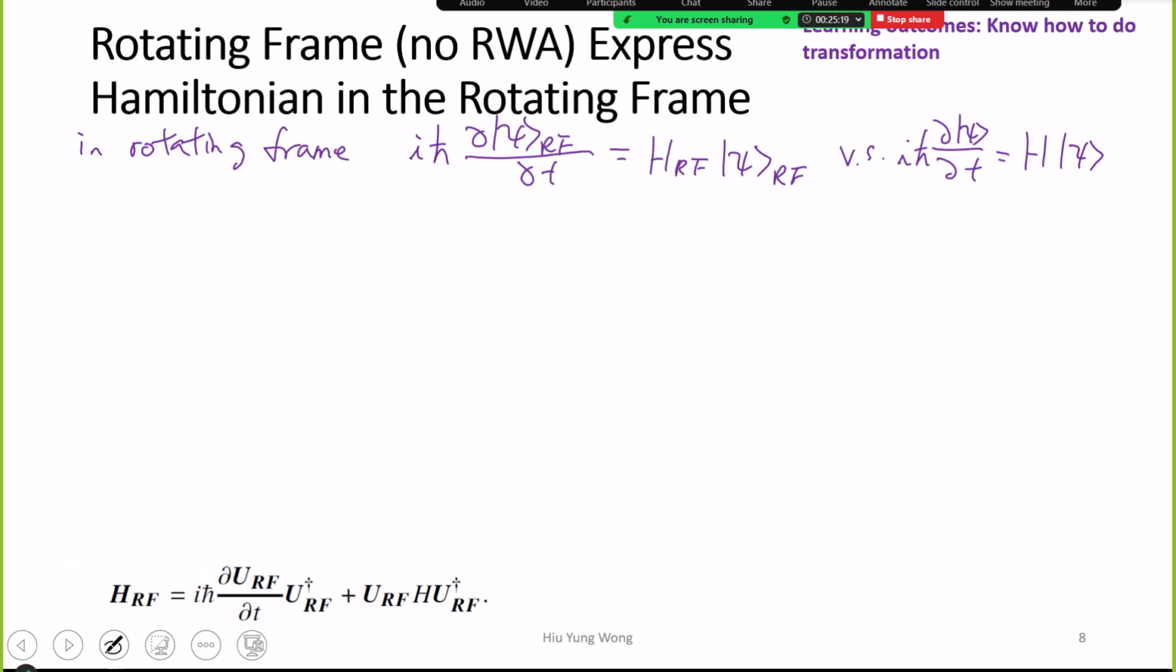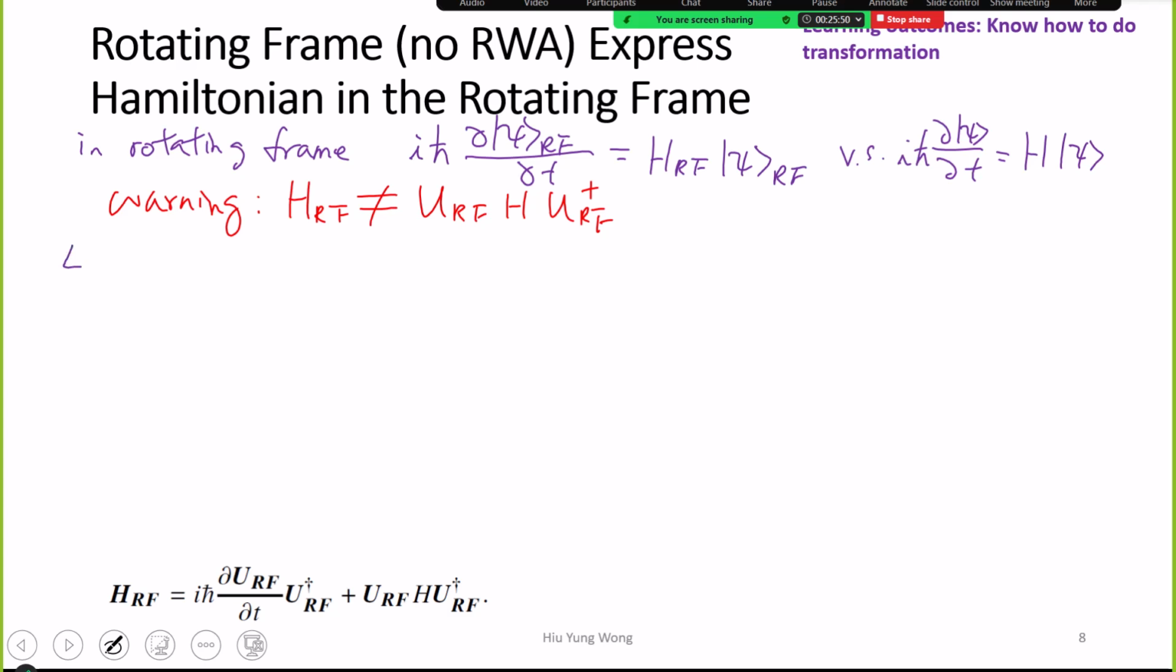I can definitely... warning, right? H_RF is not equal to U_RF times H times U_RF dagger. Okay, so you cannot do this. So how do I transform this? This is what I'm going to do. Let's do this step by step.